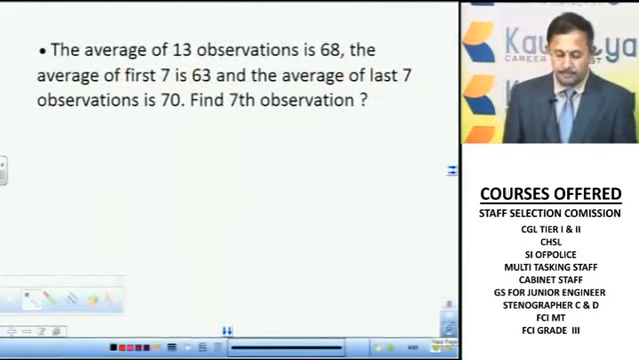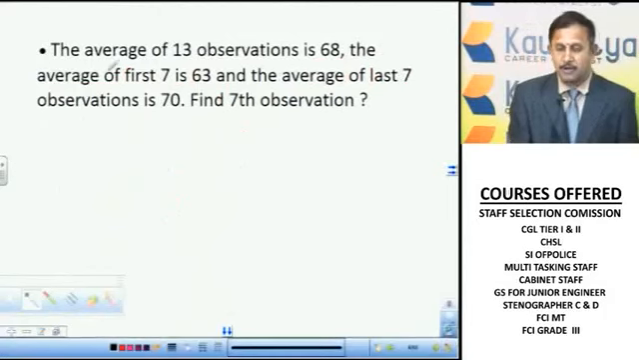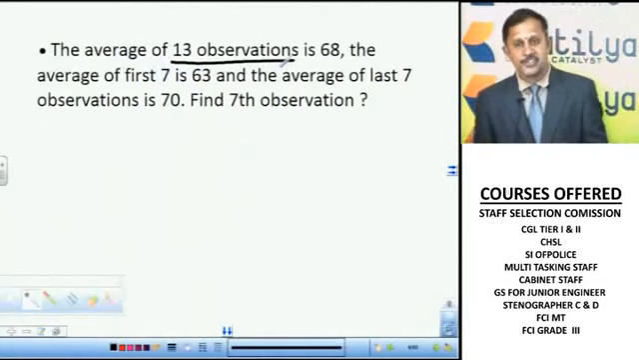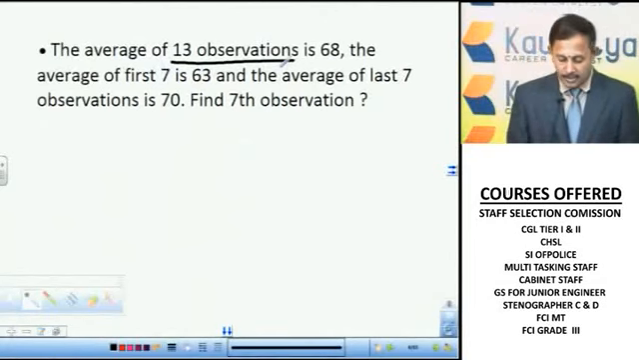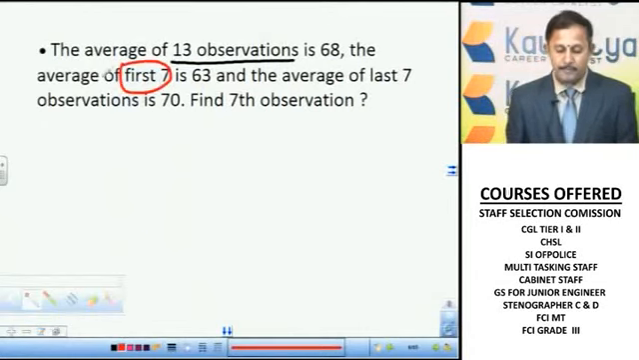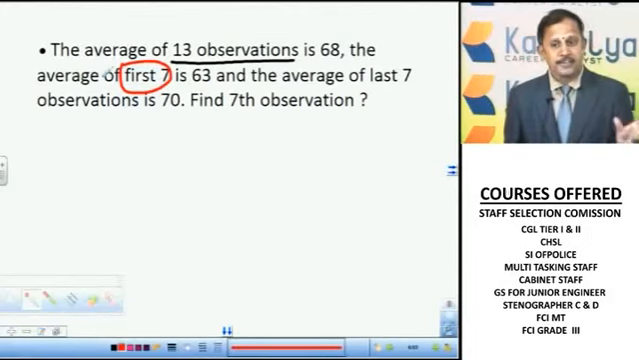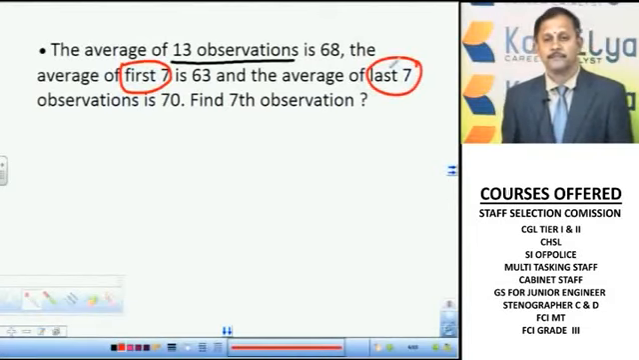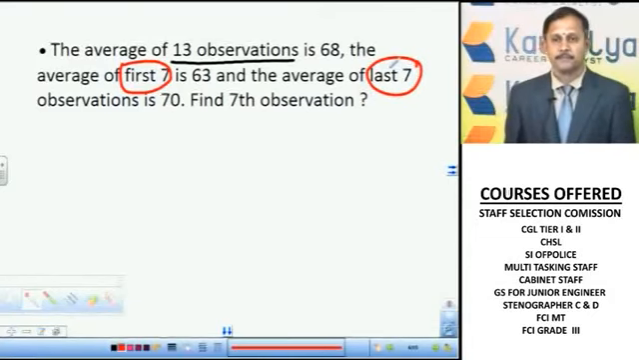Next one, the average of 13 observations or 13 elements, that is 68. Next sentence, the average of first 7 is 63 and the average of last 7 is 70, and the question is find the 7th observation.